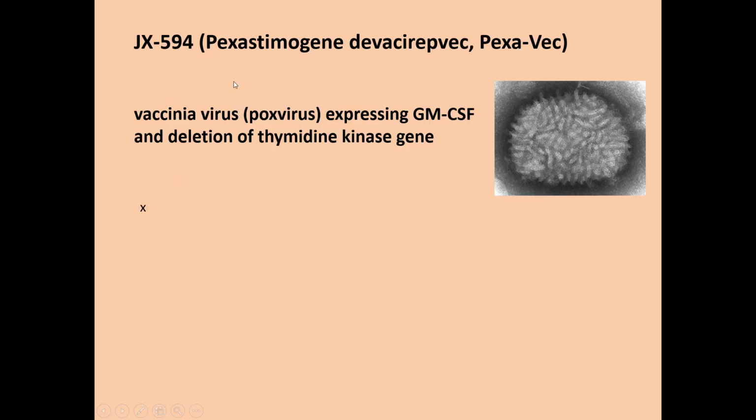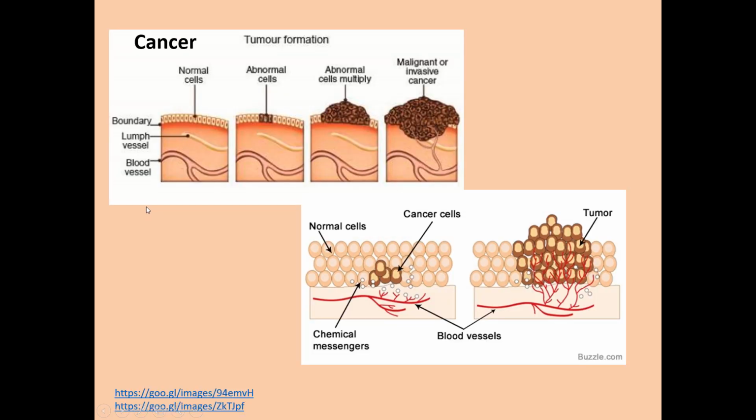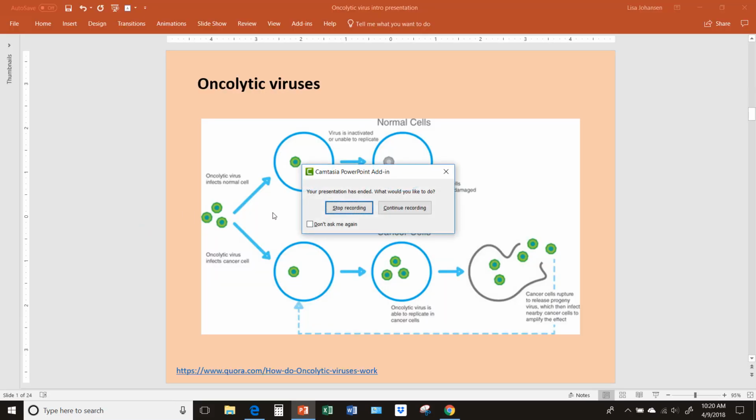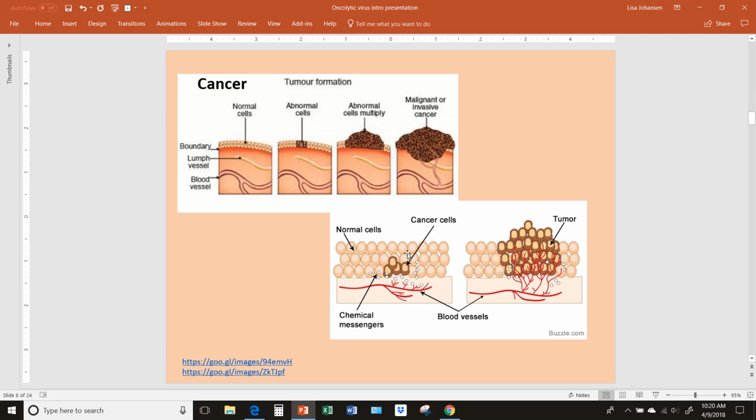So let's talk a little bit about, this is the big official name of the Pexavac virus. It's based on vaccinia, so there's vaccinia, it's a pox virus. It expresses, oops, oh, this isn't going to work. Okay, I'm going to have to do it here, and hopefully this works.